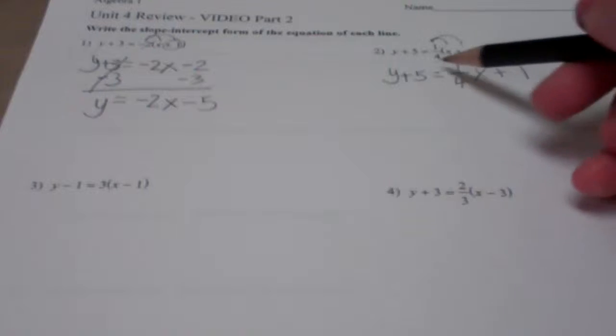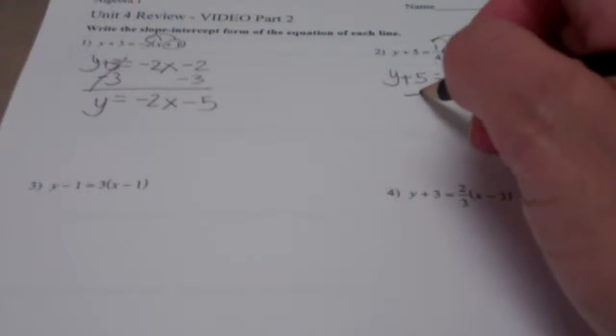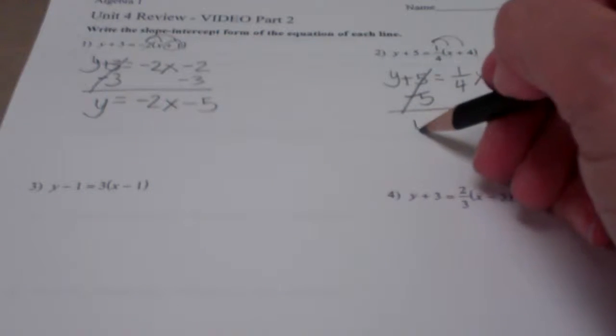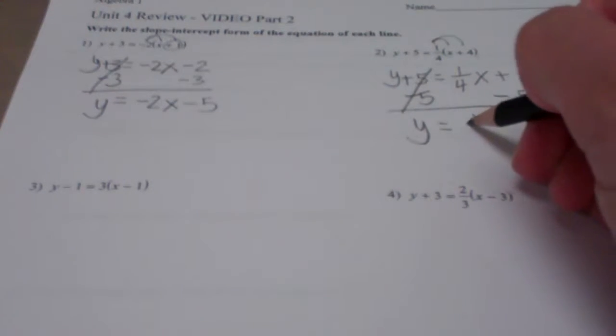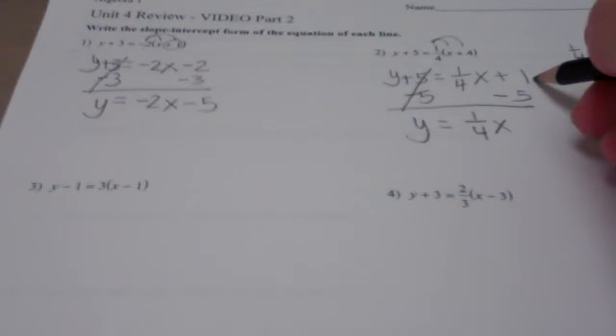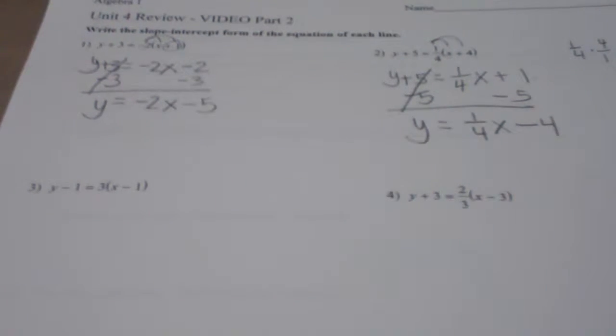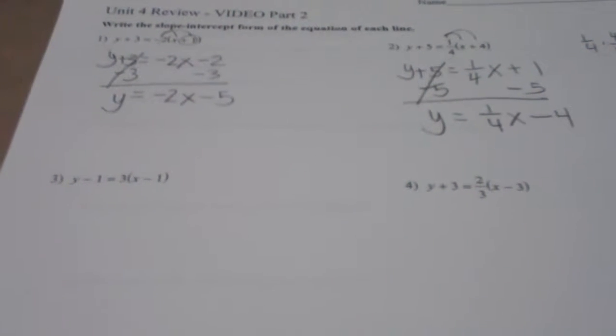Back to the problem, we're not done yet. We still need to subtract 5 from both sides because it's being added. Bring down our y, our equal sign, our 1/4 x. 1 minus 5 is negative 4. So our answer is y equals 1/4 x minus 4.